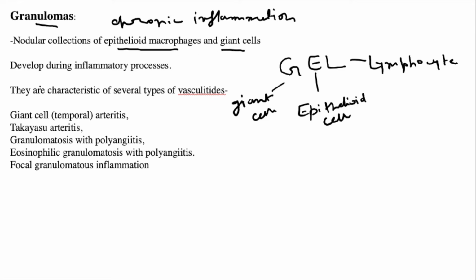There are different types of giant cells developed during the inflammatory process, and they are characteristic of different types of vasculitis, like giant cell arteritis, which we are going to study today, also known as temporal arteritis, then Takayasu's arteritis, then granulomatosis with polyangiitis, also known as Wegener's granulomatosis, eosinophilic granulomatosis with polyangiitis, also called Churg-Strauss syndrome, and focal granulomatous inflammation. Right? These are examples of vasculitis associated with granulomatous inflammation or granuloma formation.